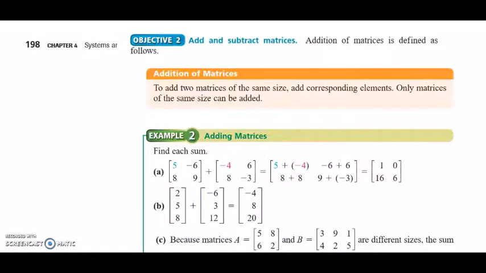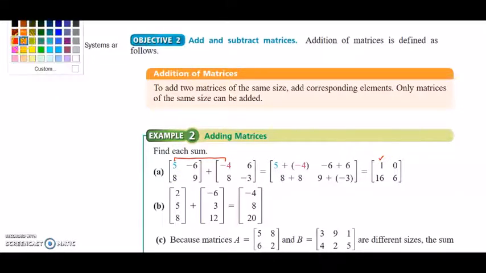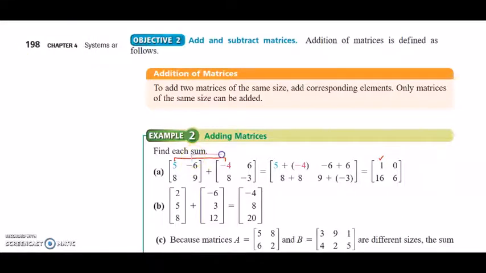In adding and subtracting matrices, to add them or subtract them, they have to have the same size, and you would add the corresponding elements. For example, if I were to take this matrix and put it over top this one, 5 plus -4 gives me 1. -6 plus 6 gives me 0. 8 plus 8 gives me 16. And 9 plus -3 gives me 6.